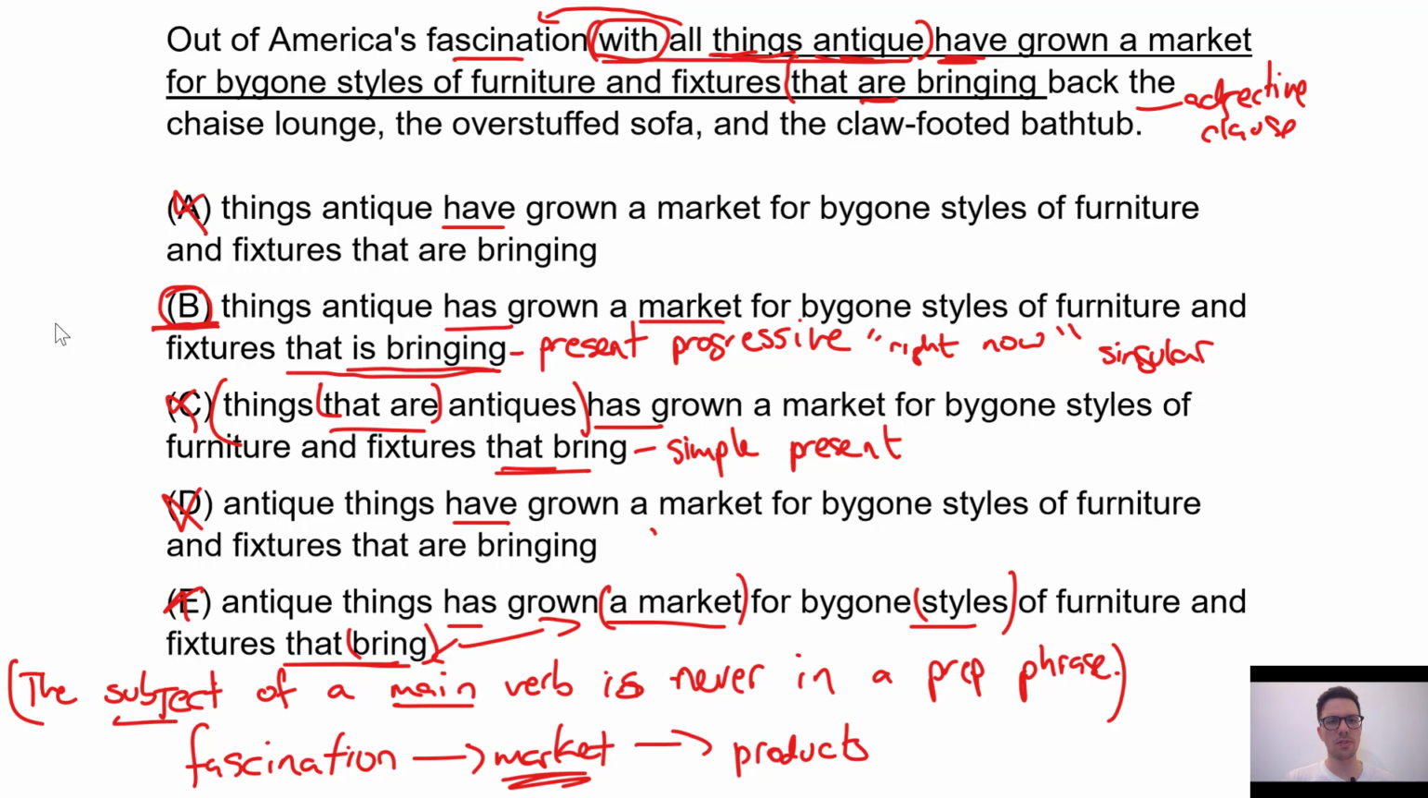So we saw a lot of things here. Subject verb agreement. So the subject of a main verb is never in a prepositional phrase. We looked at tenses, and the present progressive tense should be used for trends. We looked at agreement. We looked at concision. So lots of stuff there.